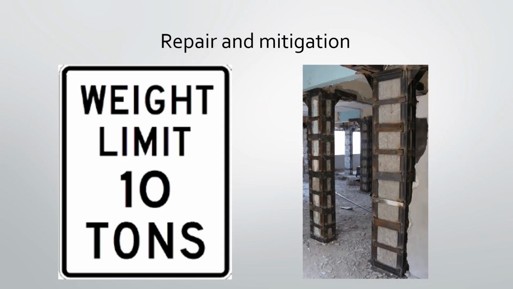A typical example of mitigation could be enforced load restrictions on the Bakke bridge, while repair of a concrete structure could be jacketing, as shown in this photo.